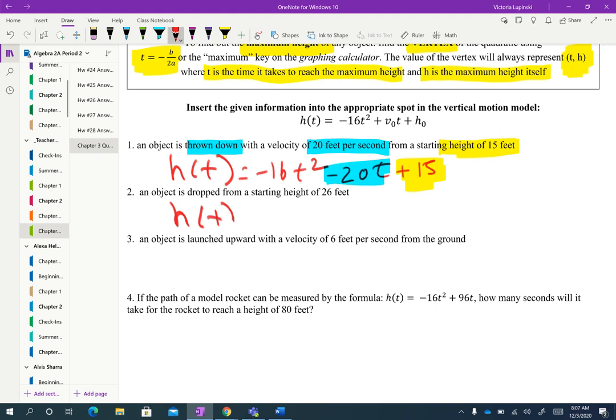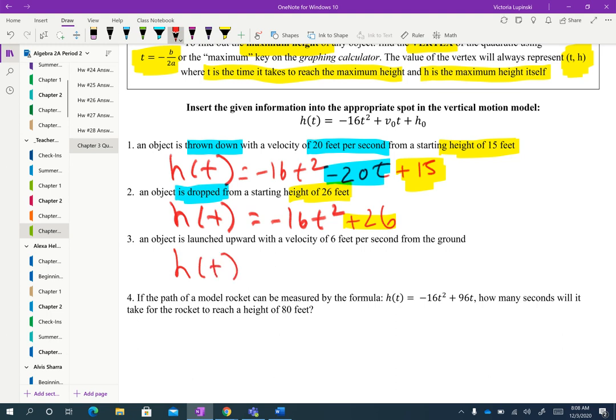In number 2, h of t equals negative 16t squared. They're telling you that the object is dropped. Well, if you drop something, you're not putting any velocity behind it. You're simply letting it fall out of your hand, which is why the initial velocity would be 0, which is why there would be no middle term. The fact that you are dropping it from a starting height of 26 is how you know that you're going to have a plus 26 in the back.